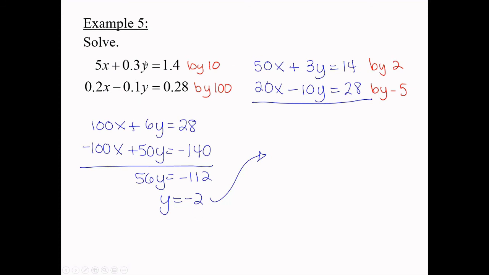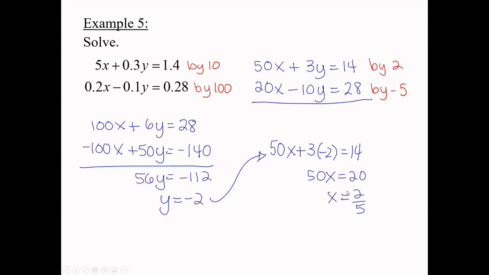Now, we could put that -2 into one of these decimal-filled equations, but it's easier to use one of these two equations instead of one of those two in this case. So we're going to use this top one. Okay, so we've got 50x plus 3 times the -2 for y equals 14. Simplify it: 50x plus 6, or minus 6, equals 14. Add 6 to both sides, we get 20. And so we get x equals 2/5.